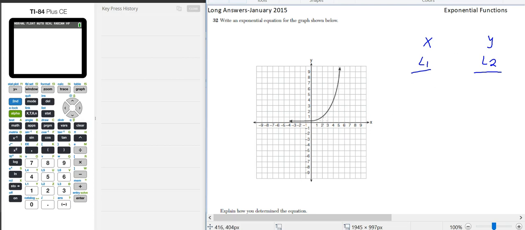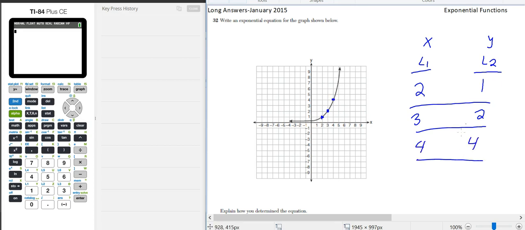The first one that we can see easily is over here at 2, 1. So our x value is 2, our y value is 1. Next one is 3, 2. So in L1 we're going to plug in 3 and in L2 is 2. Next, at x equal to 4, y is also equal to 4. So we have 4, 4. Next, at x equal to 5, y is equal to 8. So we have 5, 8. And those are all the points we could find.